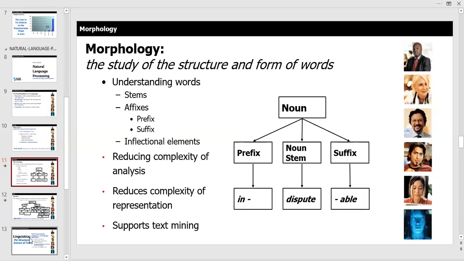Morphology is the study of the structure and form of words. So you're understanding just words in general. A noun might have a prefix, a stem, and a suffix. There are all these different parts to the words themselves within different languages. So you've got all these different structures and forms of words, and you have to recognize that all of this also changes based on languages. So that's really fascinating.